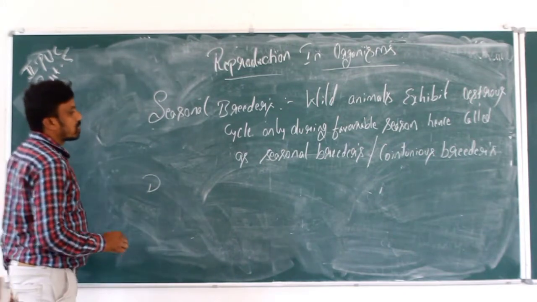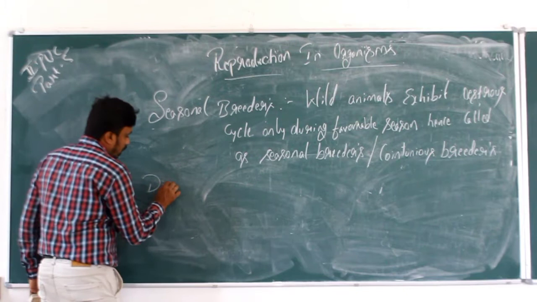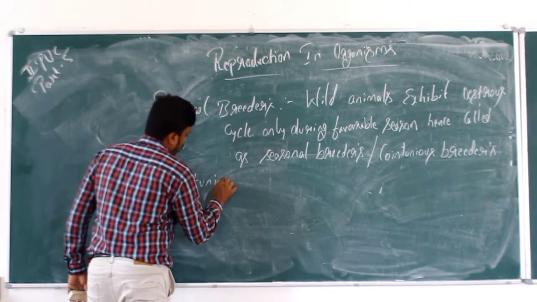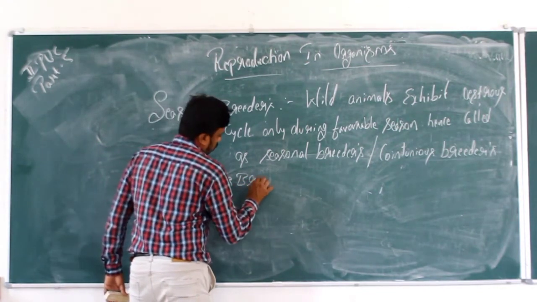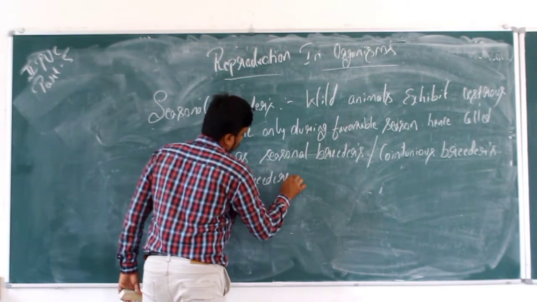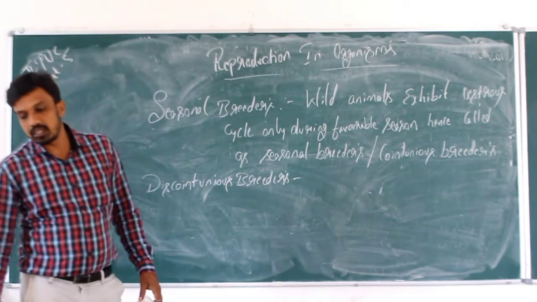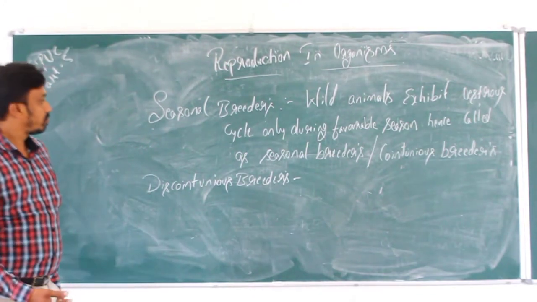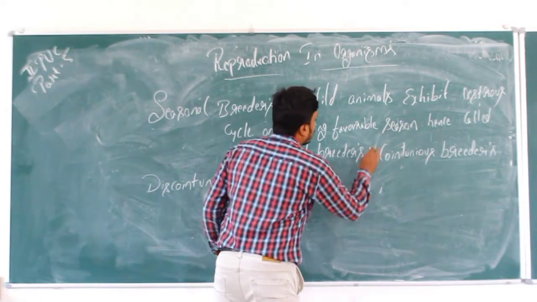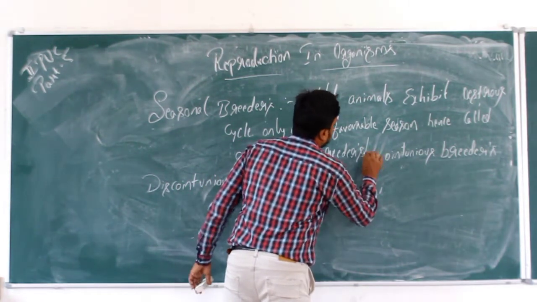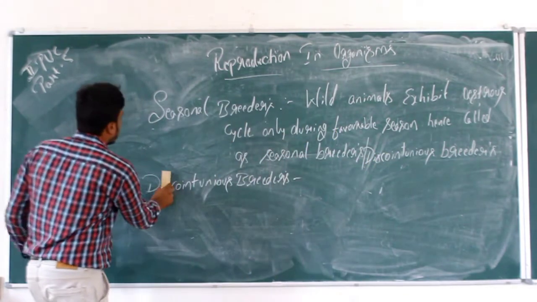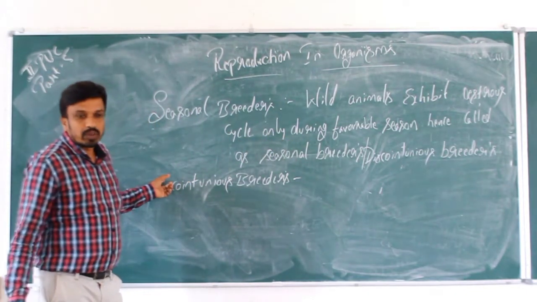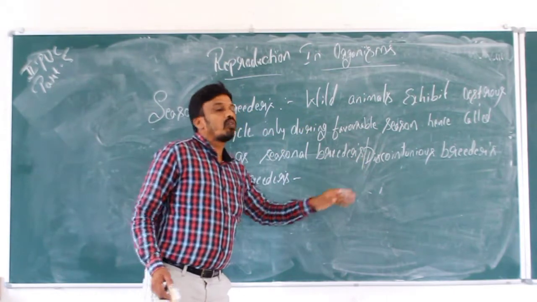So seasonal breeders are also called discontinuous breeders. So what are discontinuous breeders? Some of the animals reproduce only during the favorable season, hence they are called discontinuous breeders. And some of the animals exhibit the cycle all over the season, and they are called continuous breeders.